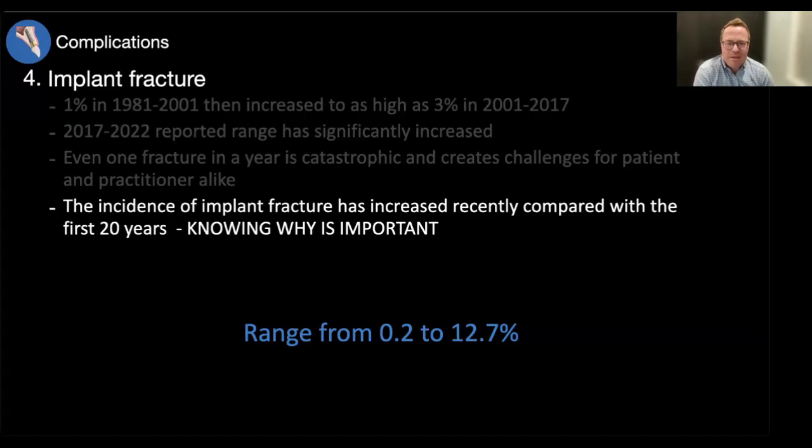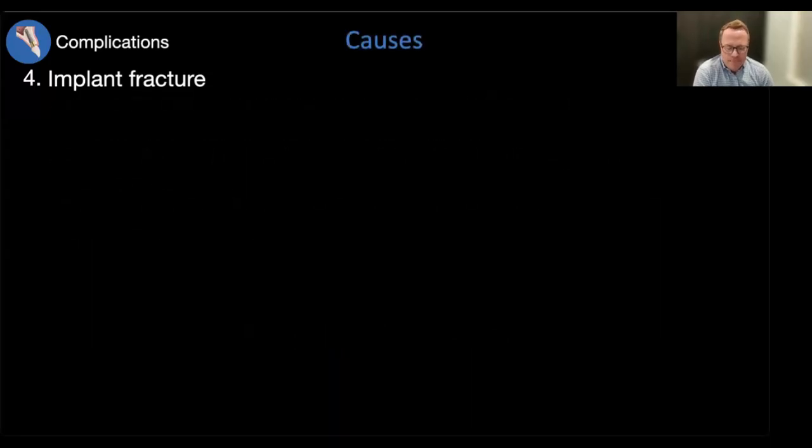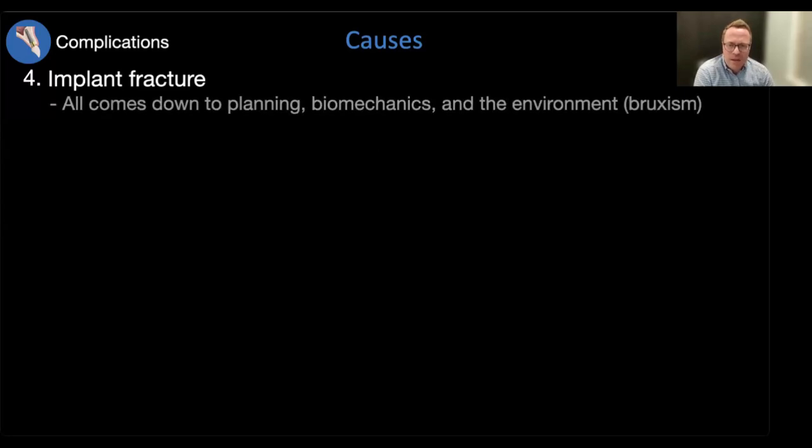So, why does something like this happen? And what I've found is whenever I've been able to see an example of a fractured implant, there's always some link to one of these three things. It's either poor planning, poor biomechanics, or of course the environment that the crown is in, meaning you have a bruxing, clenching patient.